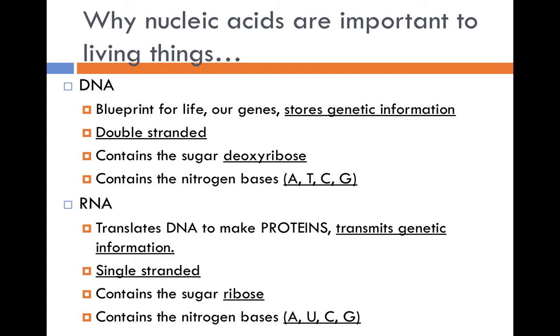Now RNA translates DNA to make proteins. How this happens will be an entire unit that we'll go over later on in the year. But for right now, let's just make sure that we know that it transmits genetic information. A good characteristic about RNA is that it's only single stranded. I'm going to show you a picture of what they look like in a couple of slides, and I'll explain that a little bit more.